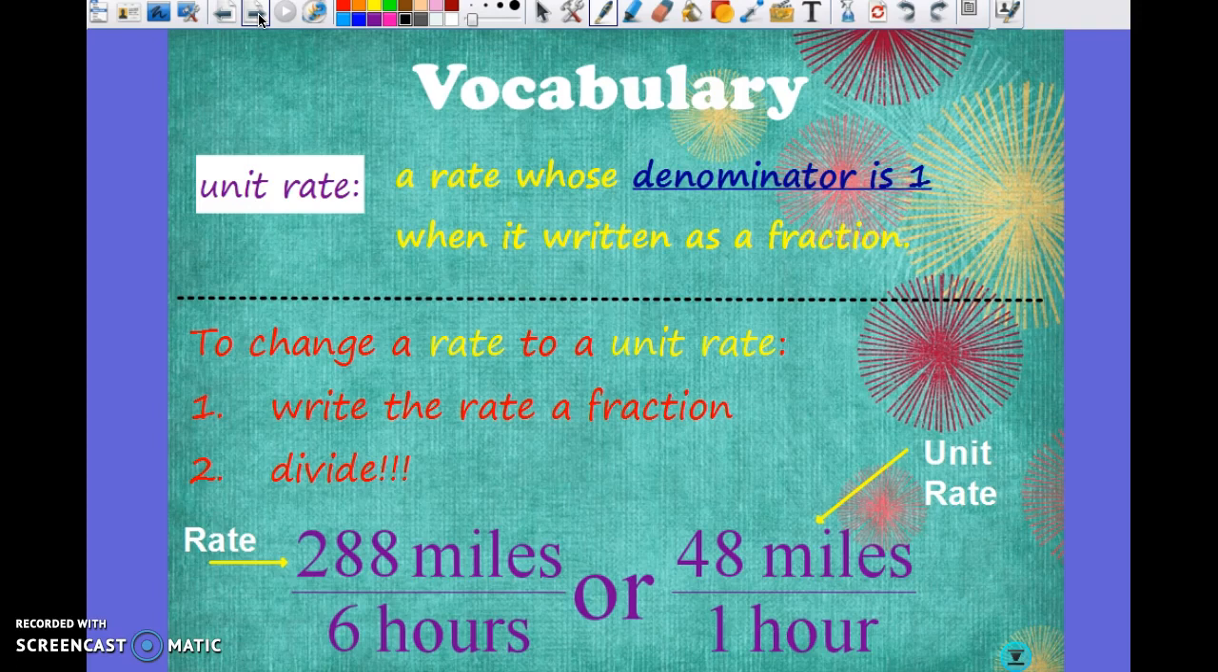Don't forget your labels. In rates and unit rates, your labels are really important because if you just put 48 over 1, no one's going to know what you're talking about.